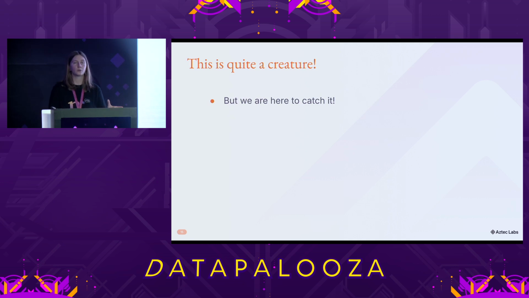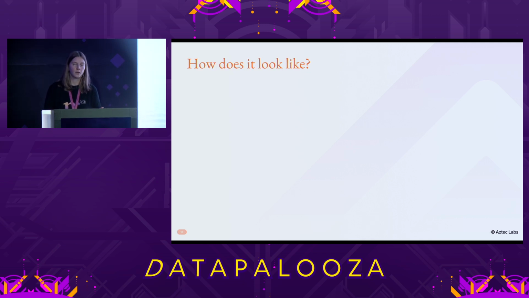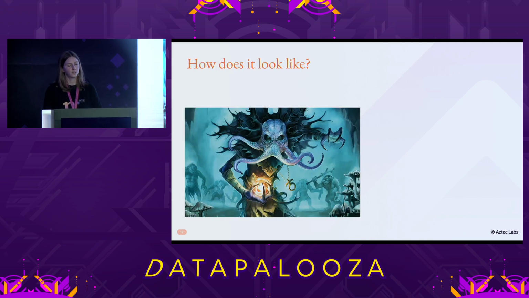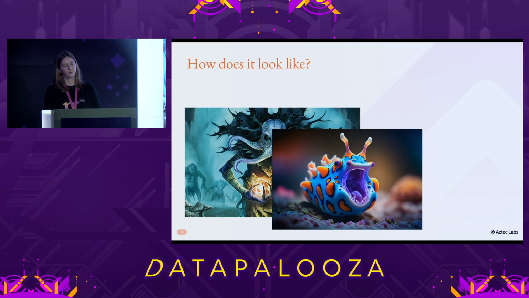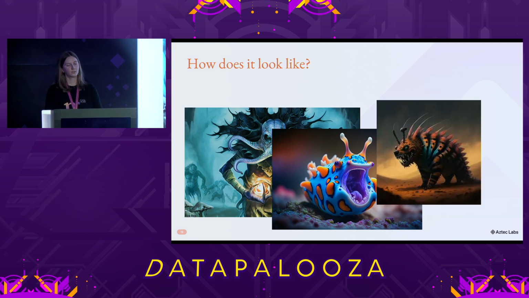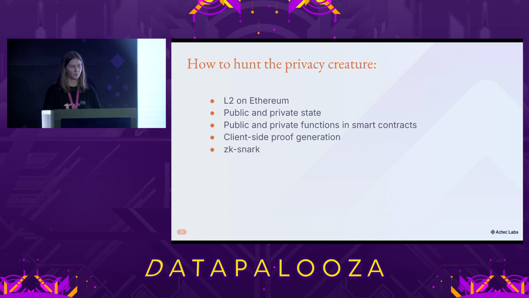So this is our creature, and we are here to catch it, even though it's not easy. How could it look? I don't know, but maybe like that. Or like that. Or like that. Something not very simple, pretty fancy, pretty cool, a bit tricky. So how to hunt the privacy creature?